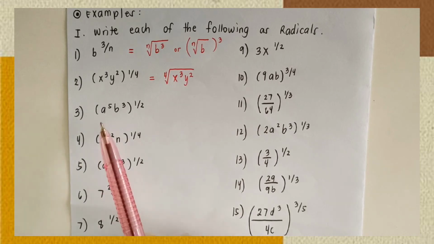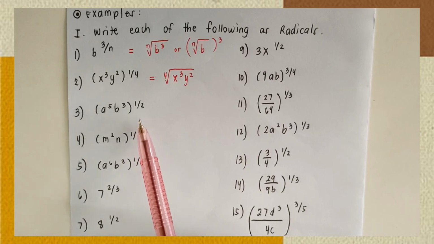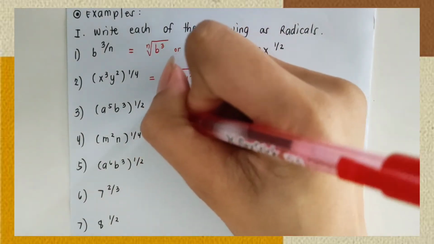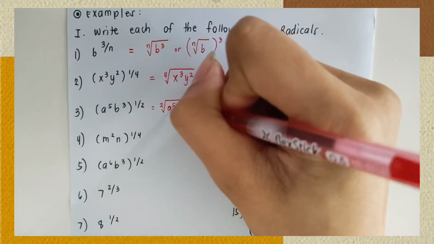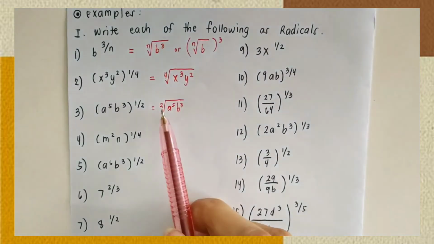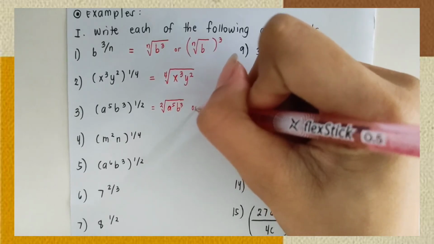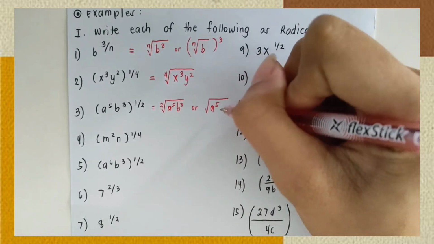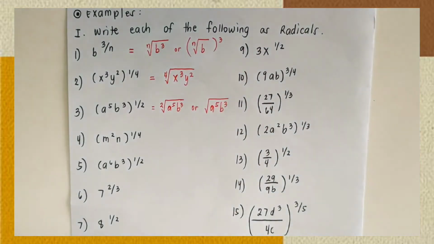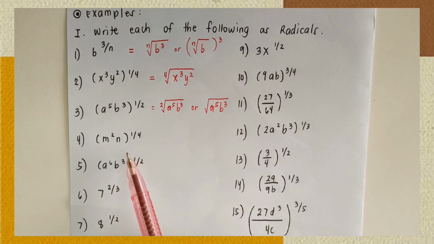Number 3, the quantity of a raised to 5, b cubed raised to 1/2. So here we have the square root of a raised to 5 b cubed. Isn't it that 2 here for square root is no longer written, so it can also be just the square root of a raised to 5 b cubed.